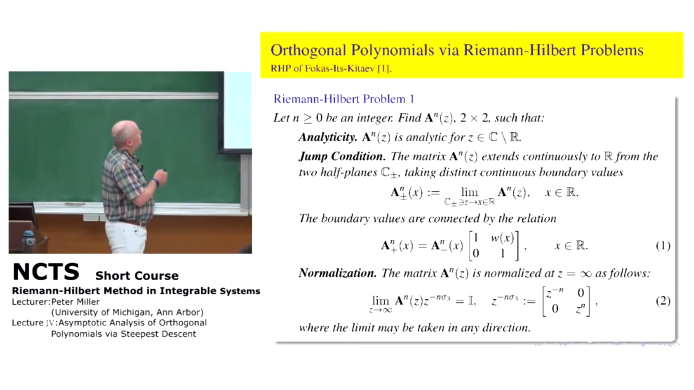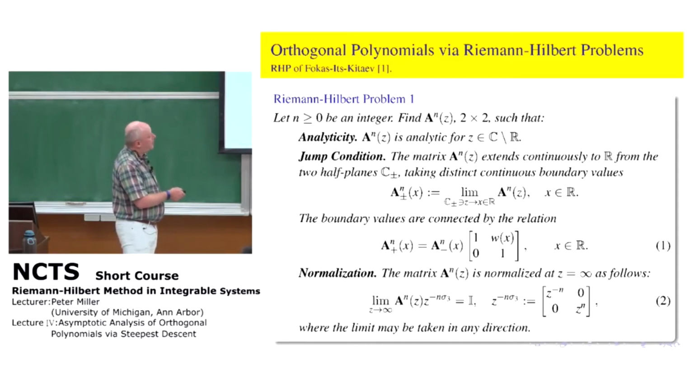But anyway, n greater than or equal to 0 is an integer, and we're looking for a matrix A_n(z). This is not a power, it's just an index, okay? A 2 by 2 matrix that should be analytic except on the real line in the complex plane. The analytic function should extend continuously to the real line from the two half planes, but the boundary values don't match. If we use a plus to be the boundary value from the upper half plane and a minus to be the boundary value from the lower half plane at some point x on the real line, then the boundary values are meant to be connected by this jump condition that involves a function w(x) defined on the real line.